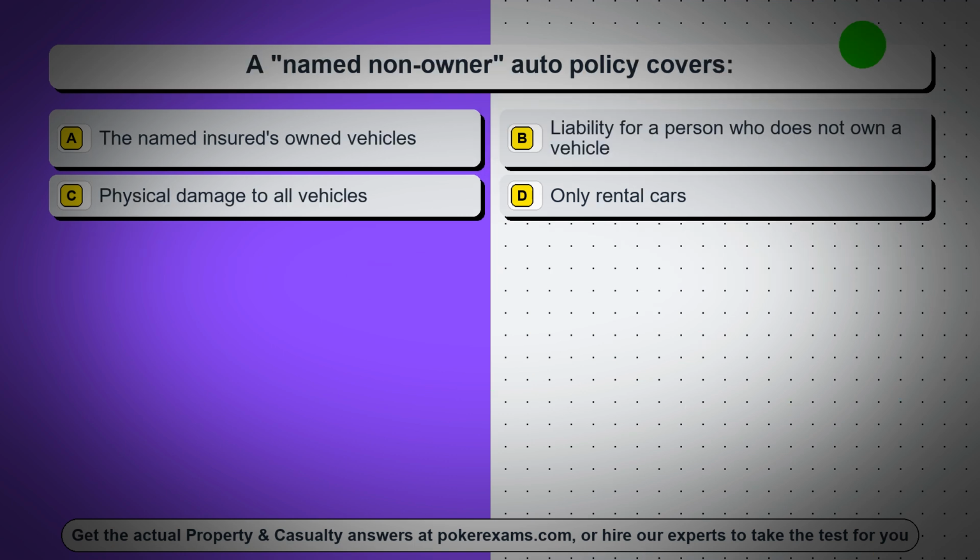Question 17. A named non-owner auto policy covers. Option A, the named insured's owned vehicles. Option B, liability for a person who does not own a vehicle. Option C, physical damage to all vehicles. Option D, only rental cars.